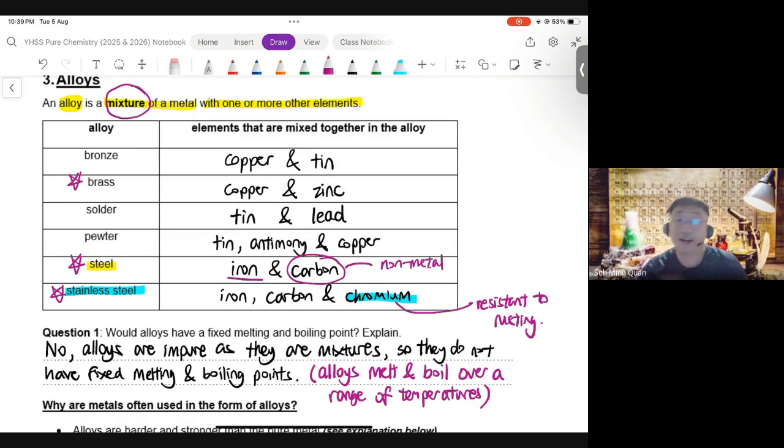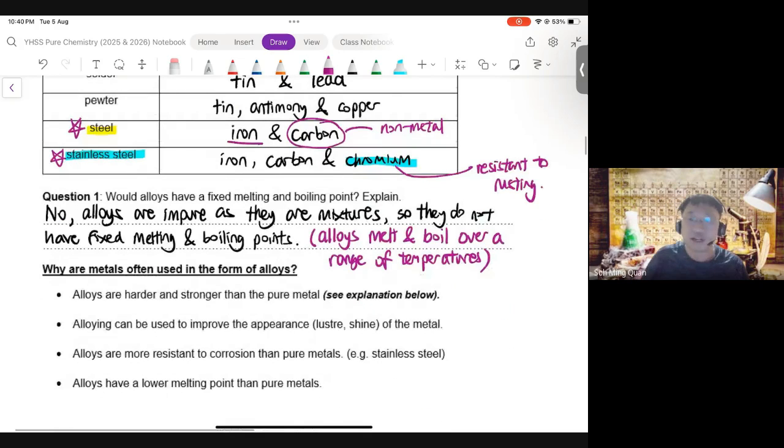Okay, so melting over a range of temperatures is the same as saying it does not have a fixed melting point. And this is definitive, conclusive evidence that alloys are impure. So if you were asked to tell whether something is pure or impure, we need to look at its melting or boiling point. Okay?